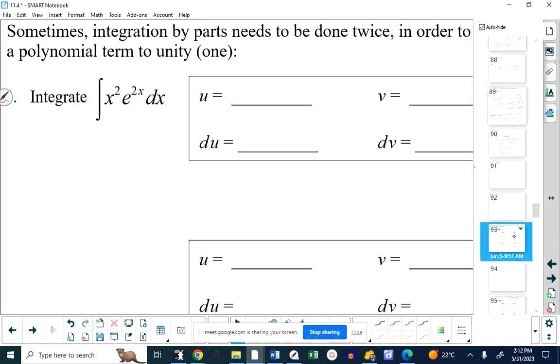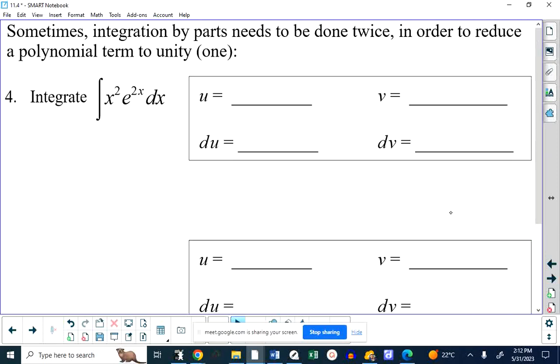So this is example number, I believe, 4. There we go, 4 in your unit handout. And I'm telling you that sometimes you need to differentiate things multiple or integrate things with parts multiple times in order for it to work. So what we've got here is the integral of x squared e to the 2x dx, and you want to find what that's equal to.